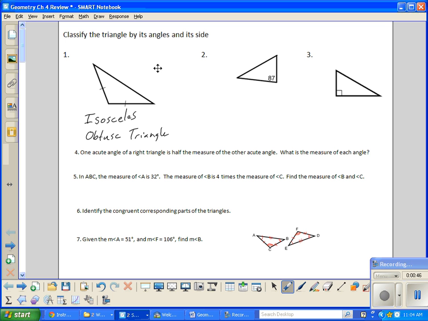Number 2, we don't have any sides marked congruent. So that tells us that it's a scalene triangle. And this angle is marked at 87 degrees. The other two angles are very apparently less than 90 degrees. So that means all three angles are acute angles, making it a scalene acute triangle.